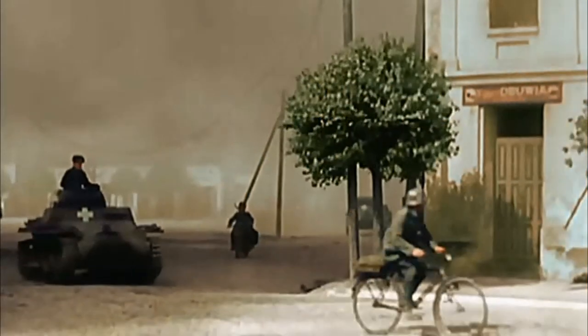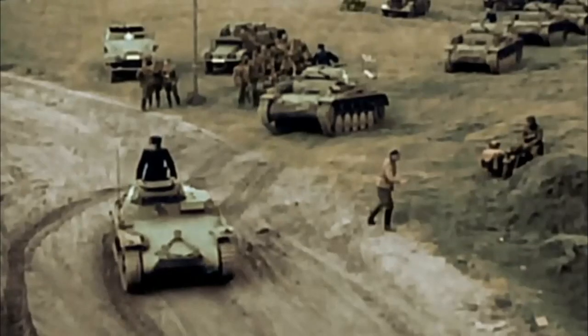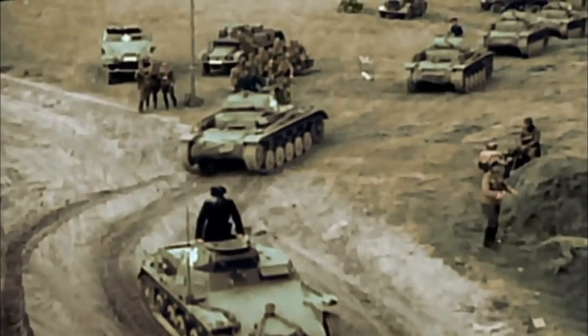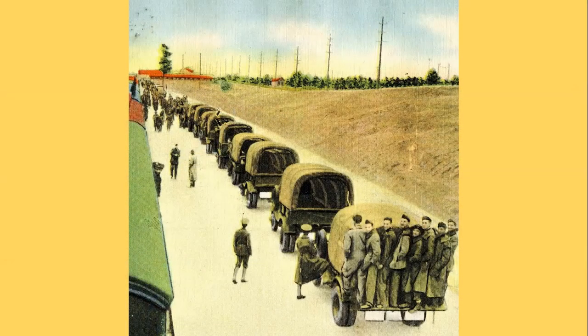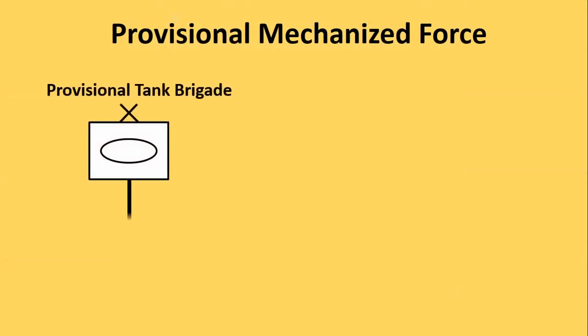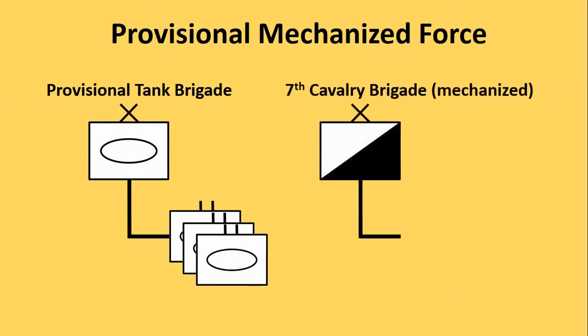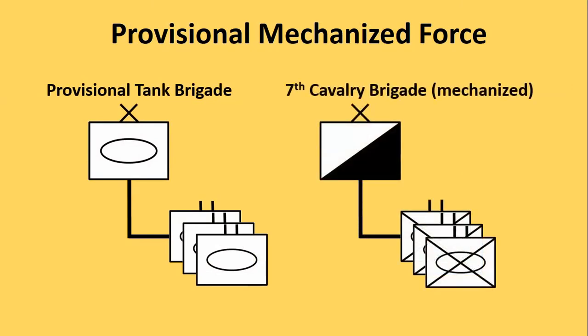The German successes in May 1940 triggered the Americans to start developing their own independent tank force. During the large-scale Louisiana maneuvers in the same month, a provisional mechanized force was created by assembling a provisional tank brigade from the existing tank battalions from the infantry and the 7th Cavalry Brigade, which consisted of mechanized battalions.